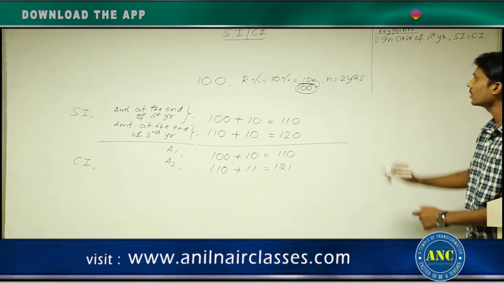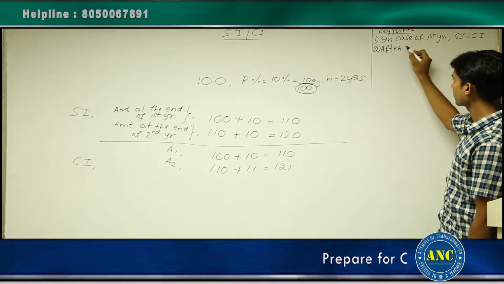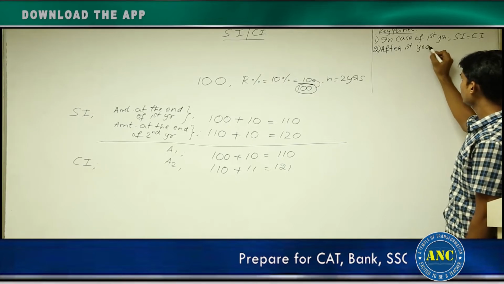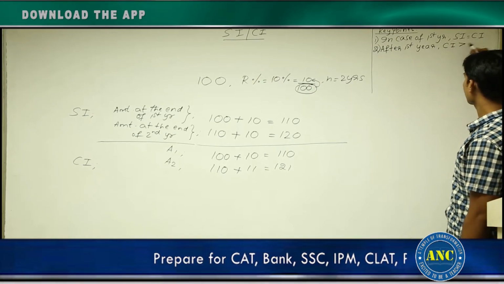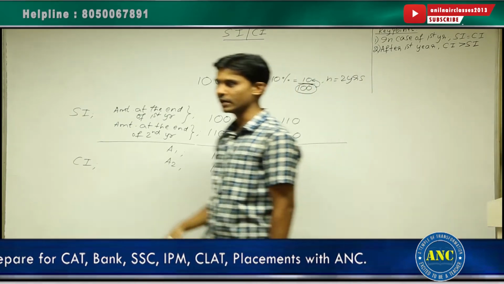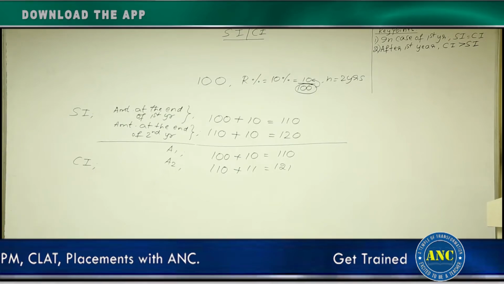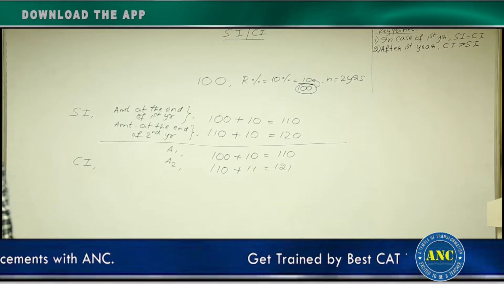Please write down the second key point. After first year, CI is always greater than SI. Only in case of first year they both are equal. After first year, you take any year of your choice, CI will always be greater than SI. Clear with the first two key points?